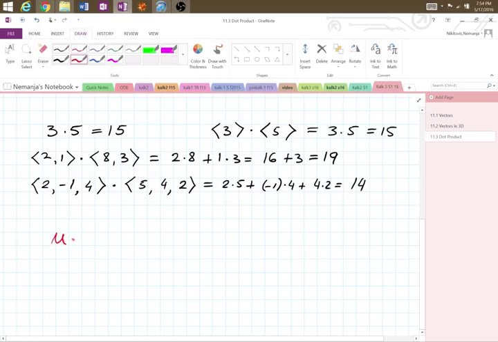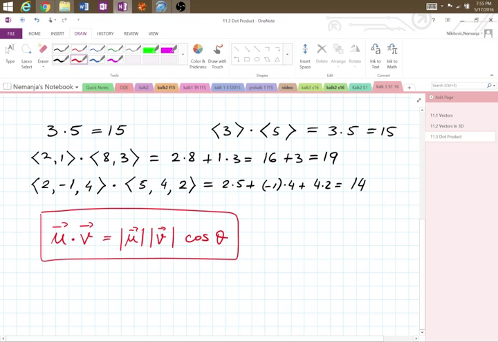We have u dot v is equal to the magnitude of u times the magnitude of v times the cosine of the angle in between them. From where you can solve this, right? So this is the formula on its own, but then you can solve this into theta is equal to inverse cosine of u dot v divided by the magnitudes. So this is the same formula, just flipped around.